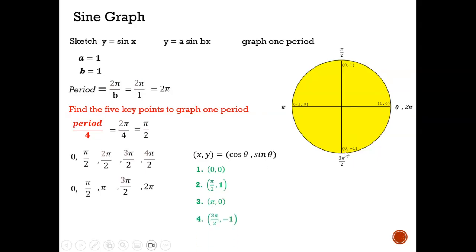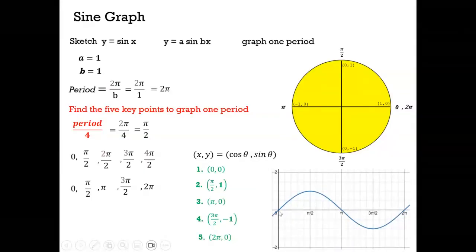Number 4, the fourth one, will be 3 pi over 2. The sine of 3 pi over 2 is equal to -1. That's why the point will be 3 pi over 2, -1. And finally, the sine of 2 pi will give me 0. So the point will be 2 pi, 0. So these are my 5 key points to graph one period.